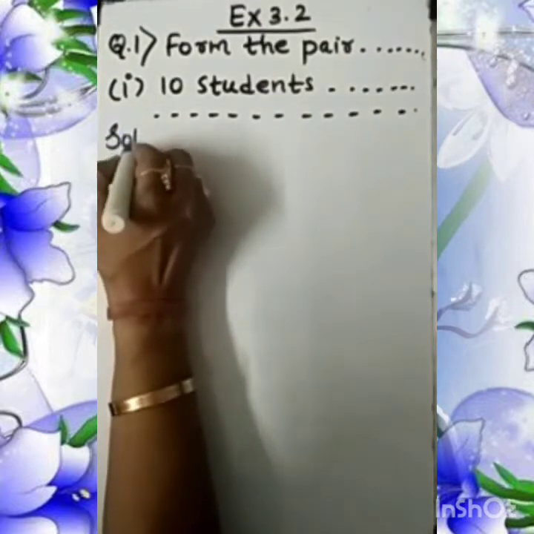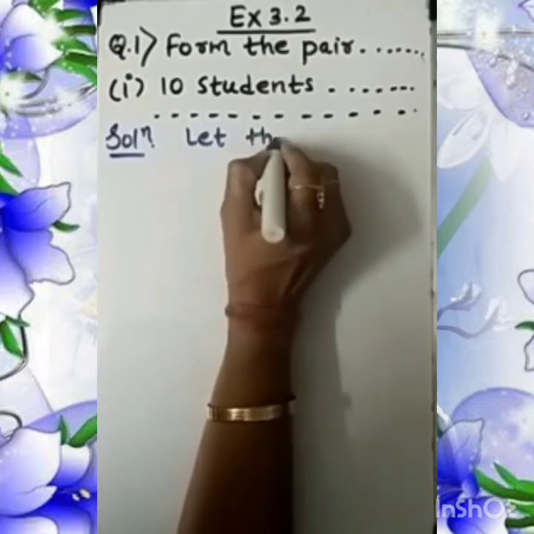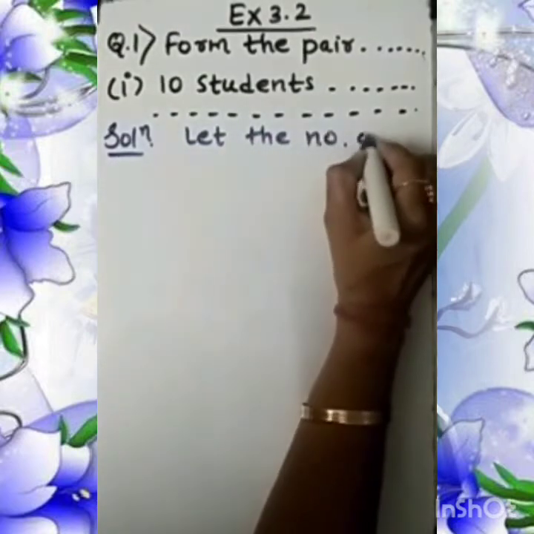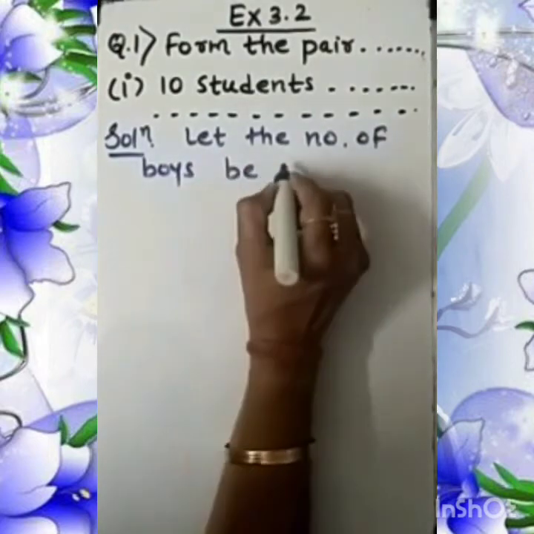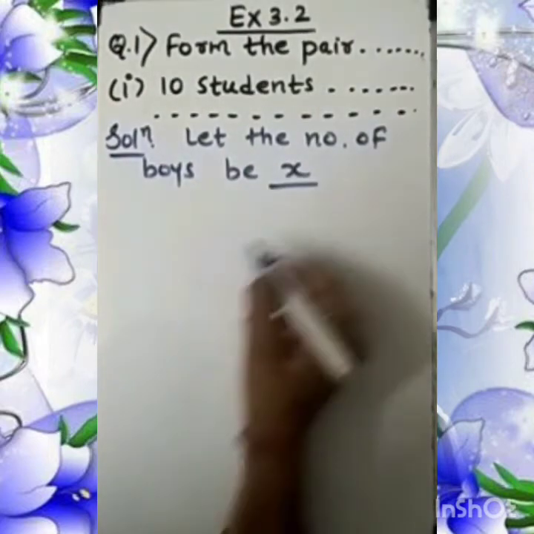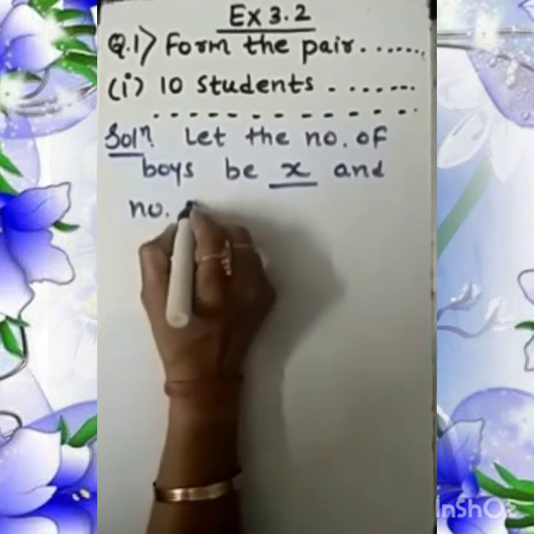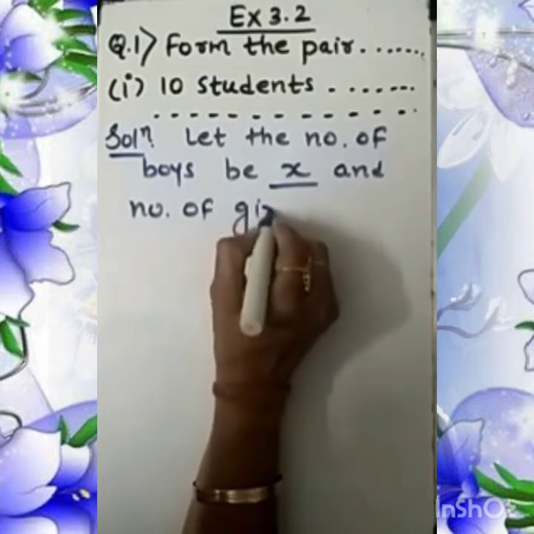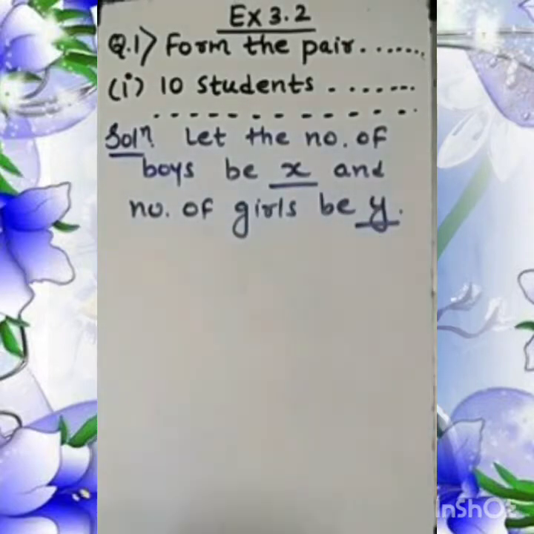Solution. Let the number of boys be x. We do not know, so we are assuming x for that. And the number of girls be y. Number of boys x and number of girls y.